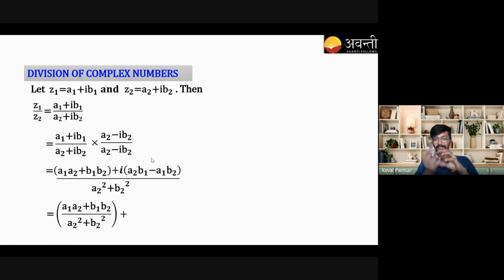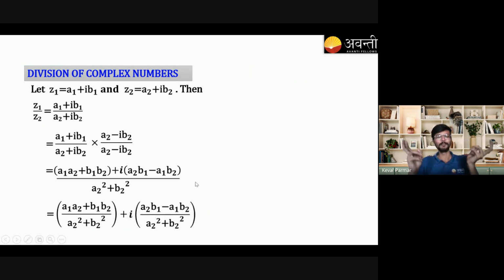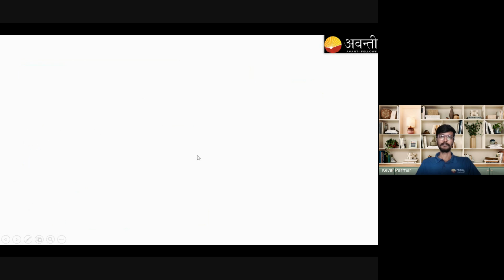Now if we separate the denominator, then we'll get two parts. Obviously, guys, we don't need to remember these two parts, it is not really very important to remember this. Instead, remember the process: every time I get two complex numbers, one upon the other, what do we do, guys? We rationalize. Correct?